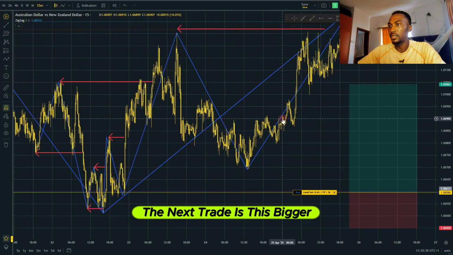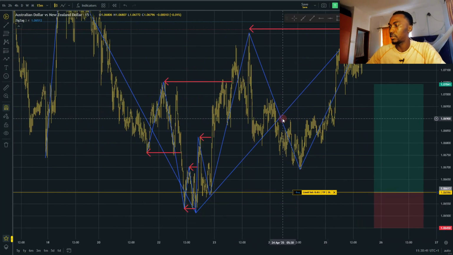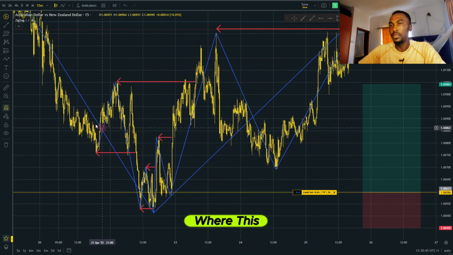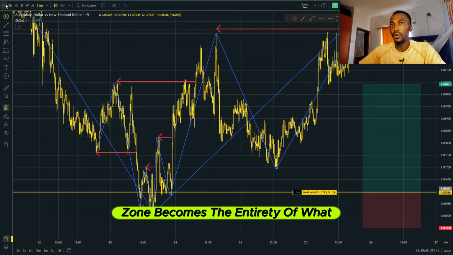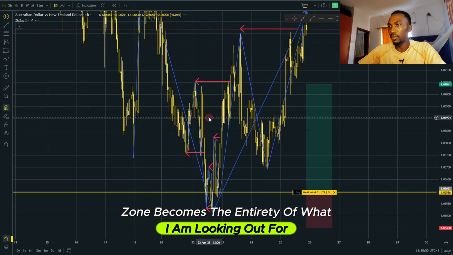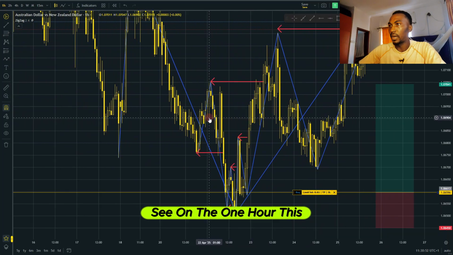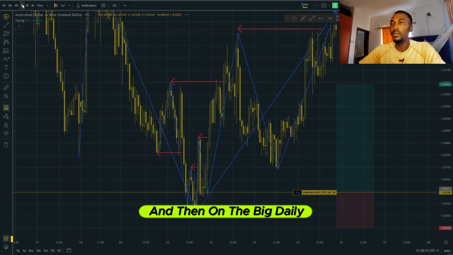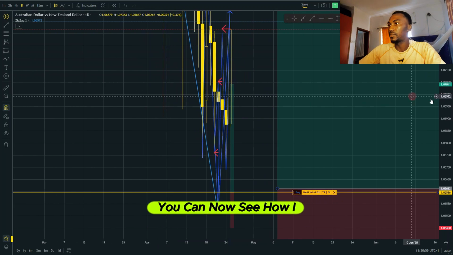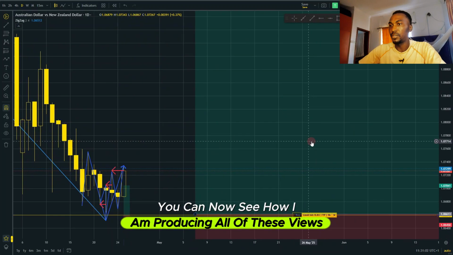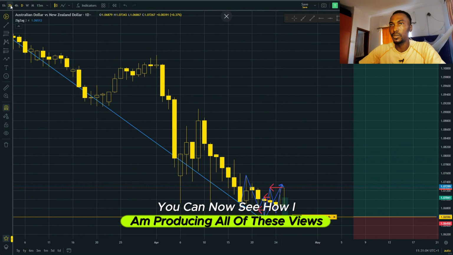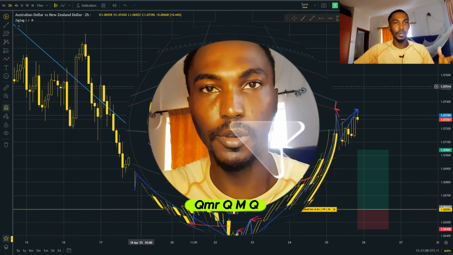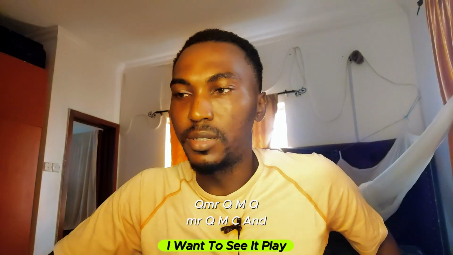The next trade is this bigger trade, where this zone becomes the entirety of what I am looking out for. You see on the 1 hour, this is the next one. And then on the big daily time frame, you can now see how I am producing all of these views for myself. So this is a trade I just wanted to introduce to you guys, QMR, QMC, and I want to see it play out.